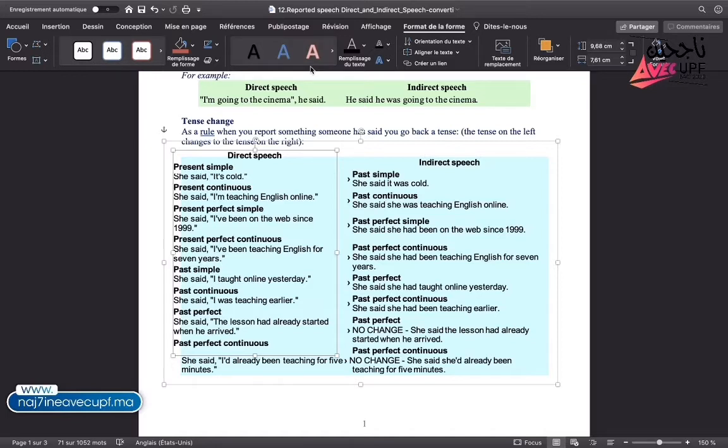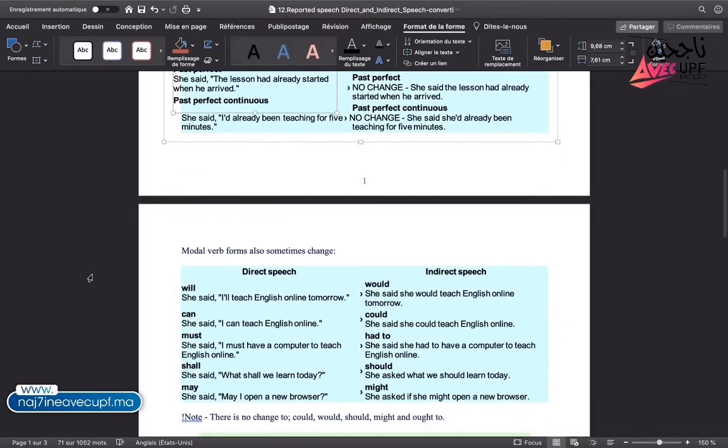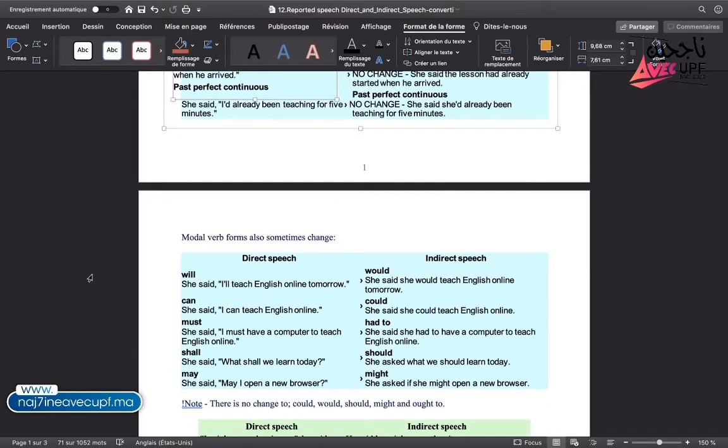Past perfect يولي past perfect, no change, ما كاينش تغيير. Past perfect continuous كيبقى past perfect continuous. هنا غير إلا كان present perfect كيولي past perfect، وإلا كان present perfect continuous كيولي past perfect continuous. Ça marche. Donc في indirect speech عندي la partie ديال les modal verbs، اوكي، اللي كنحاولوا نردوا بالنا.